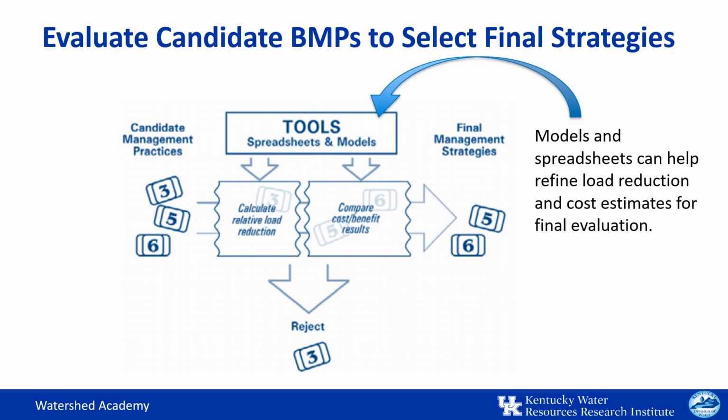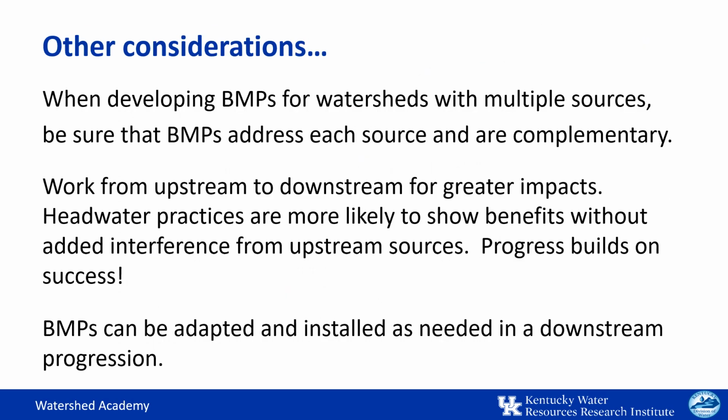to come up with your listing for the final management strategies. When developing BMPs for watersheds with multiple sources, make sure that your final selections address all major sources and are complementary. By working from upstream headwater areas to downstream areas, you may be able to demonstrate earlier successes and can help build support for continued efforts. Downstream projects can be adjusted and developed based on previous headwater results.